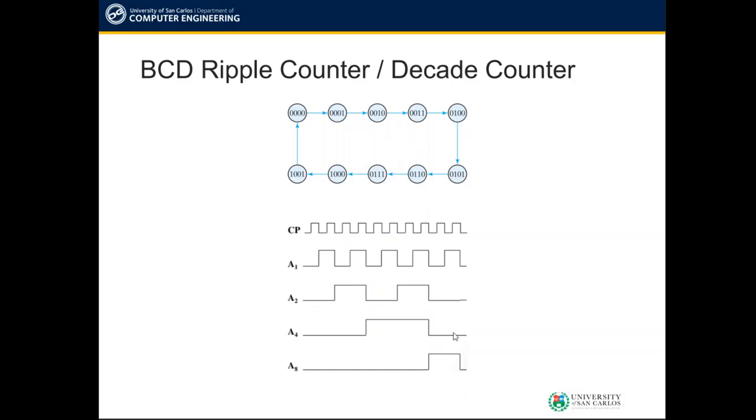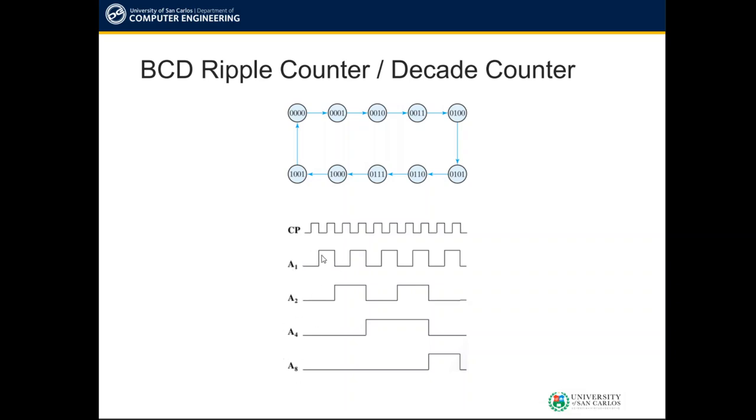Below here is the timing diagram of your BCD. For every clock pulse here, in this case still falling edge, every time the clock pulse is falling edge, high to low, it triggers the next state.